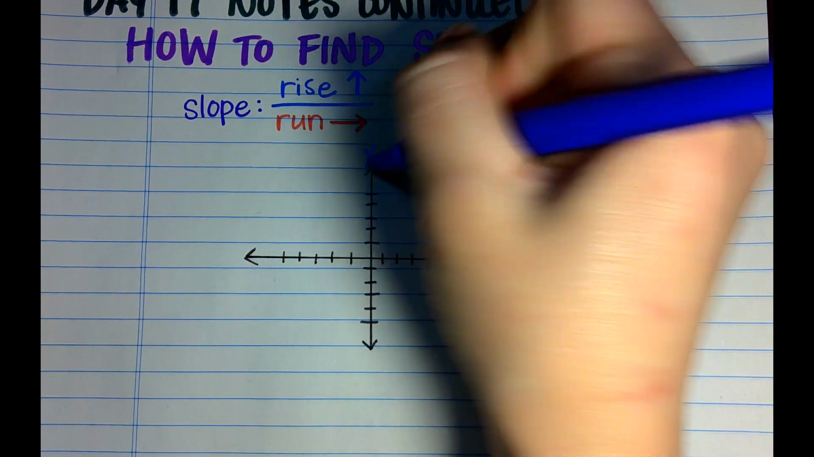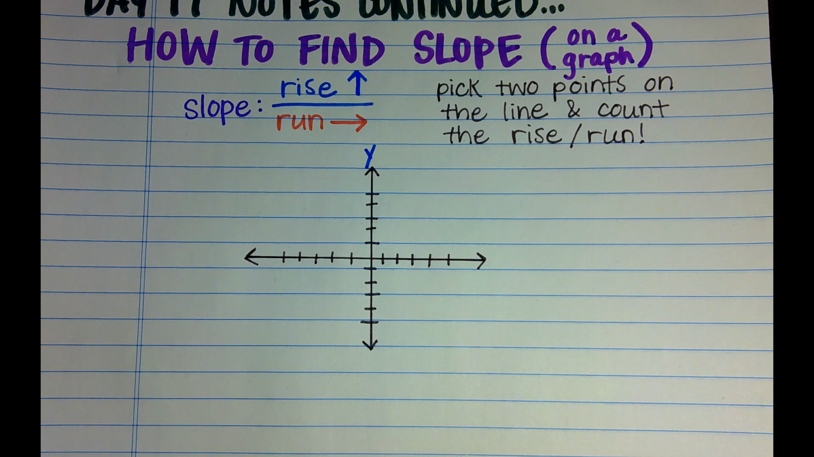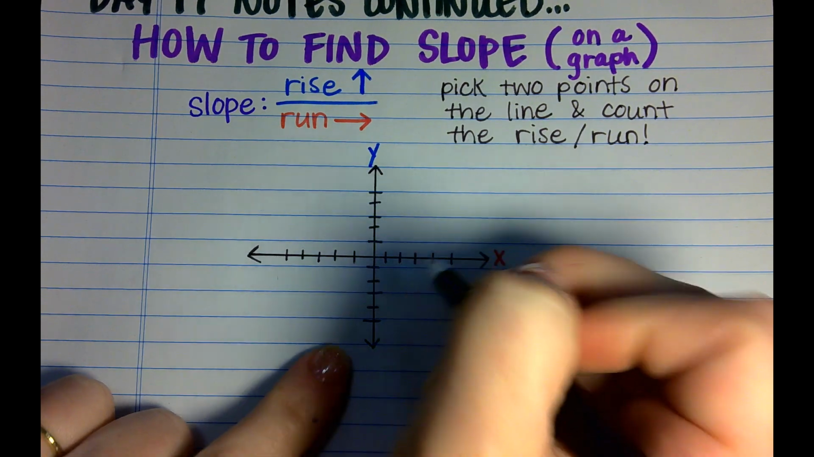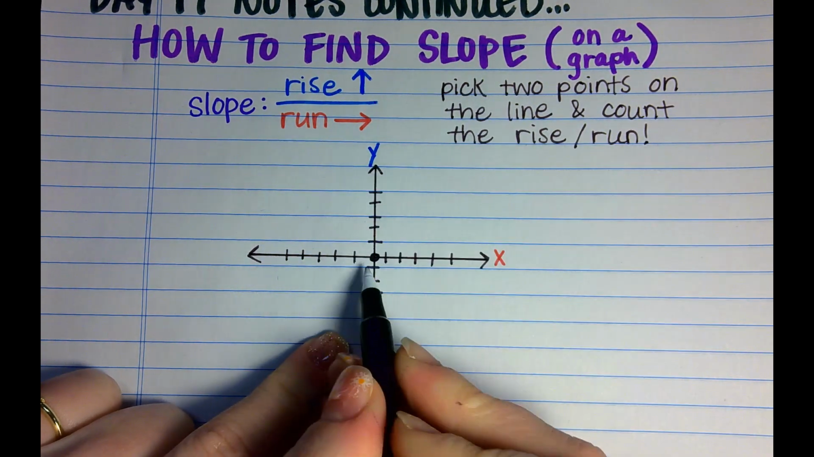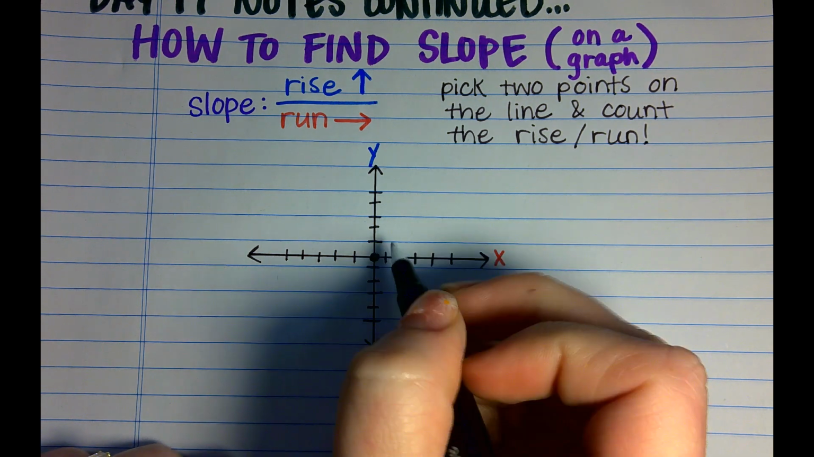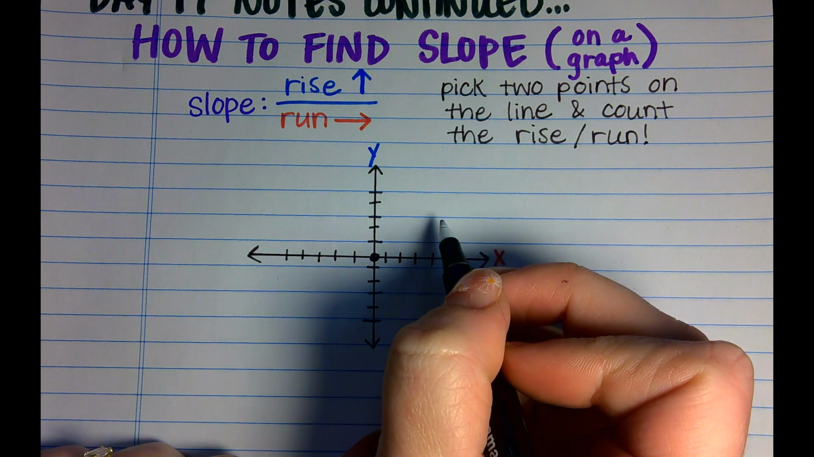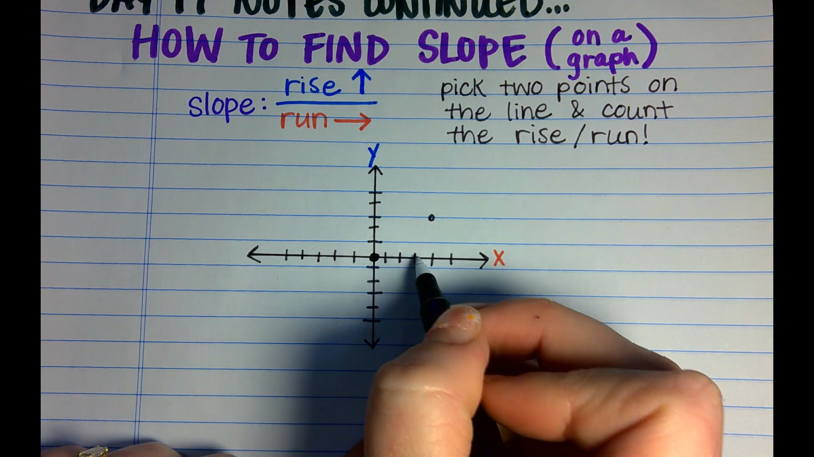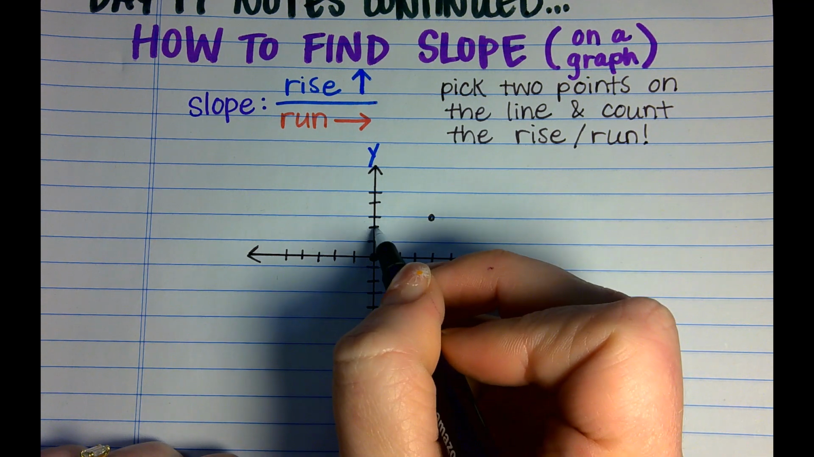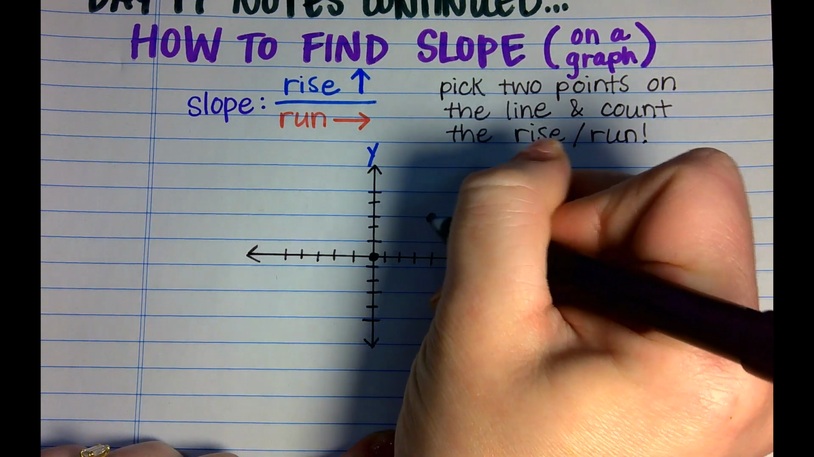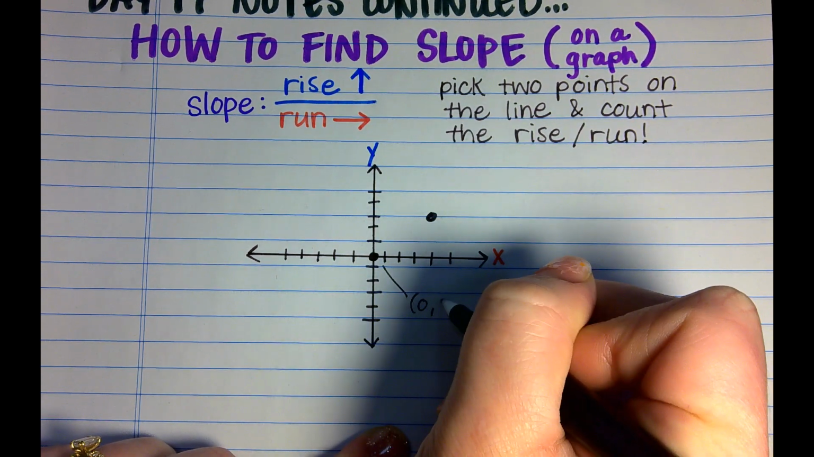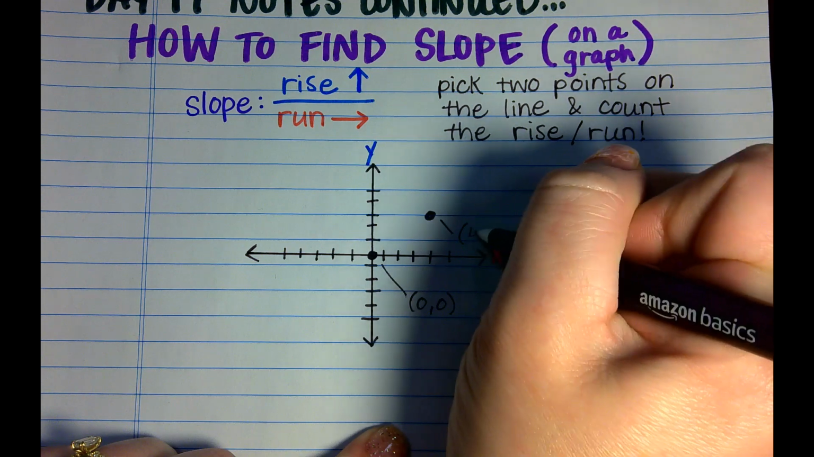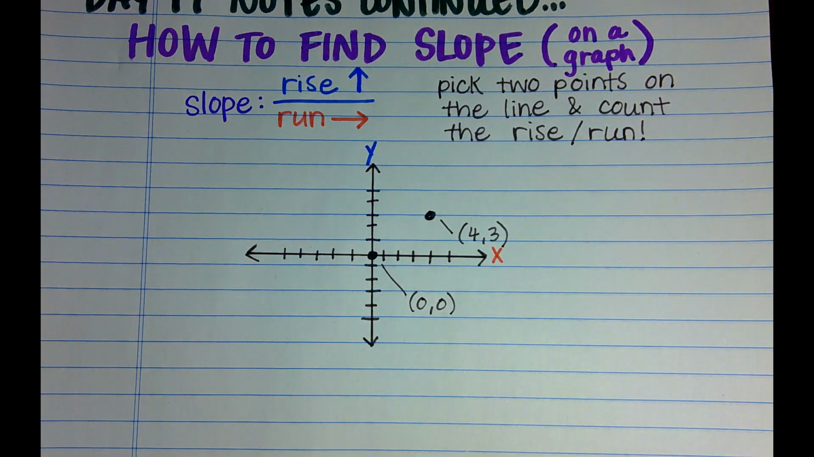And let's say on our graph, we have a line that goes through, let's say it goes through 0, 0. So there's 1 point. And then let's say it also goes through, let's see, this would be 1, 2, 3, 4. So 0, 0, and this is over 4 on the x-axis, up 3 on the y. So here's a line.